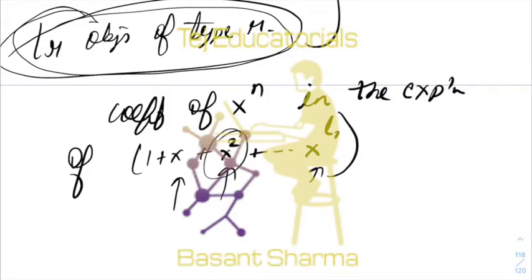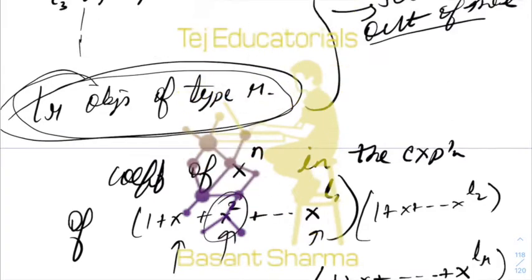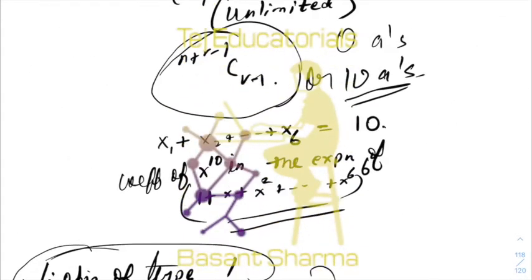Then for the second object, 1 plus x till x to the power L2, and so on till 1 plus x plus so on till x to the power LR. So that is one way of thinking about it, this is one application.